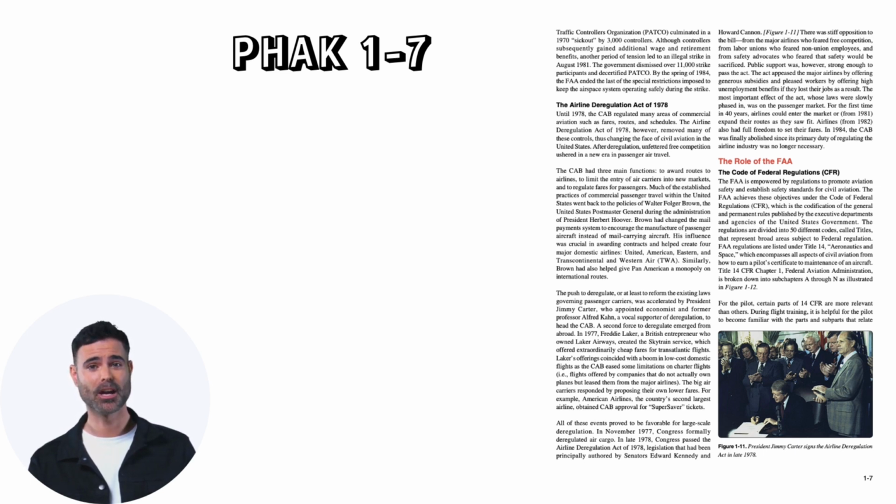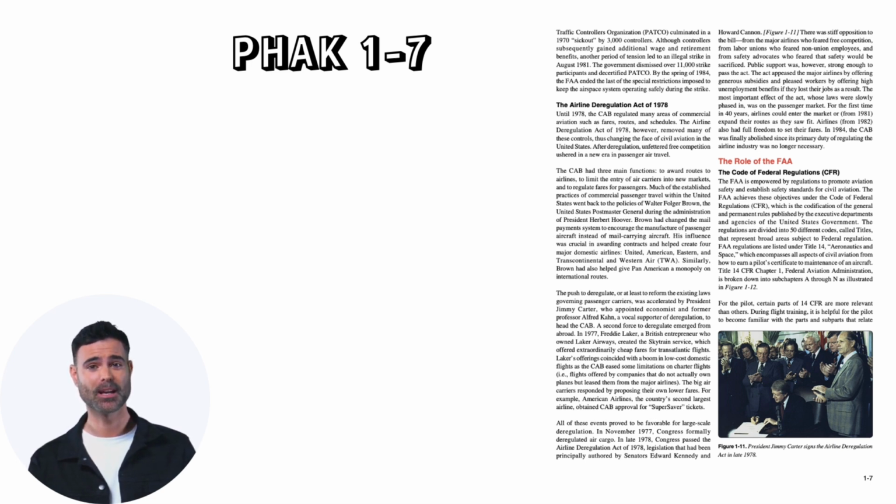The act appeased the major airlines by offering generous subsidies and pleased workers by offering high unemployment benefits if they lost their jobs as a result. The most important effect of the act, whose laws were slowly phased in, was on the passenger market. For the first time in 40 years, airlines could enter the market, or from 1981, expand their routes as they saw fit. Airlines, from 1982, also had full freedom to set their fares. In 1984, the CAB was finally abolished since its primary duty of regulating the airline industry was no longer necessary.